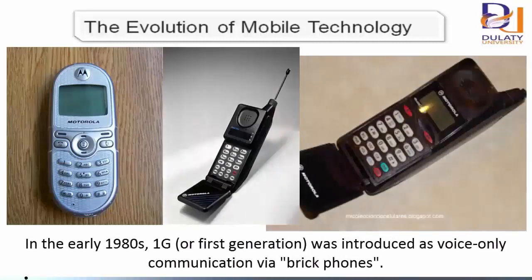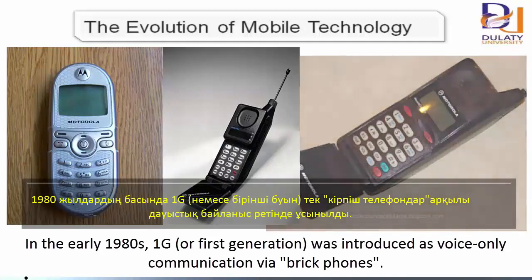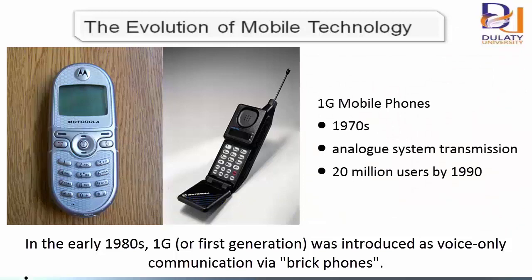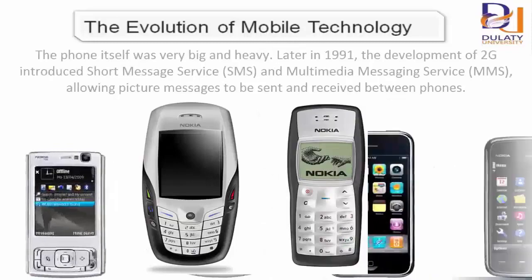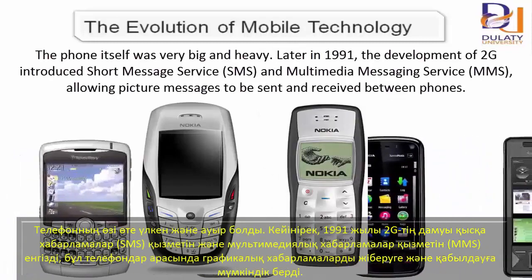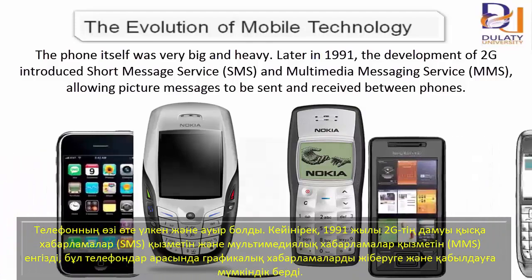In the early 1980s, when the first generation was introduced, it offered voice-only communication via brick phones, 1G mobile phones. Analog systems transmission was developed in the 1970s, reaching 20 million users by 1990. The phone itself was very big and heavy.